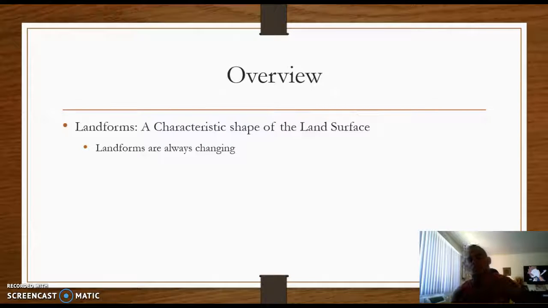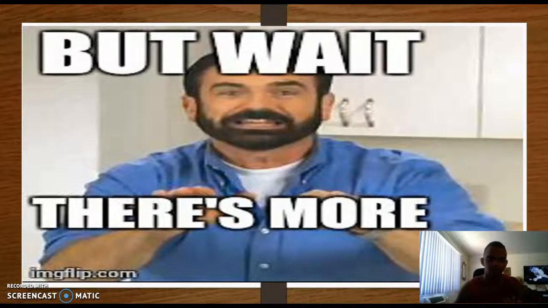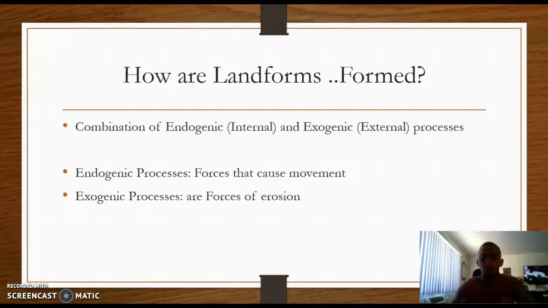So, quick overview: a landform is a characteristic shape of the land's surface. The landform is always changing. Okay, is that it? No, there is more. How are landforms formed, and how did they make it into this list?